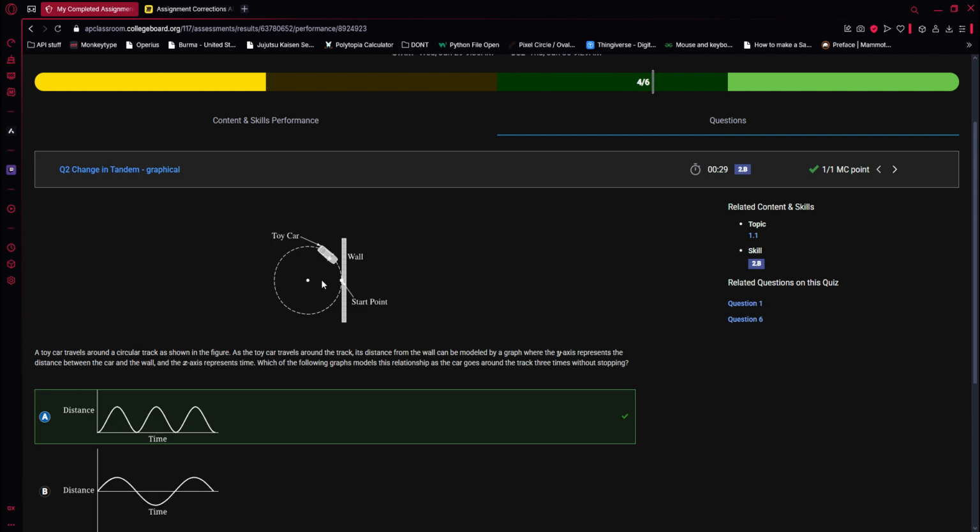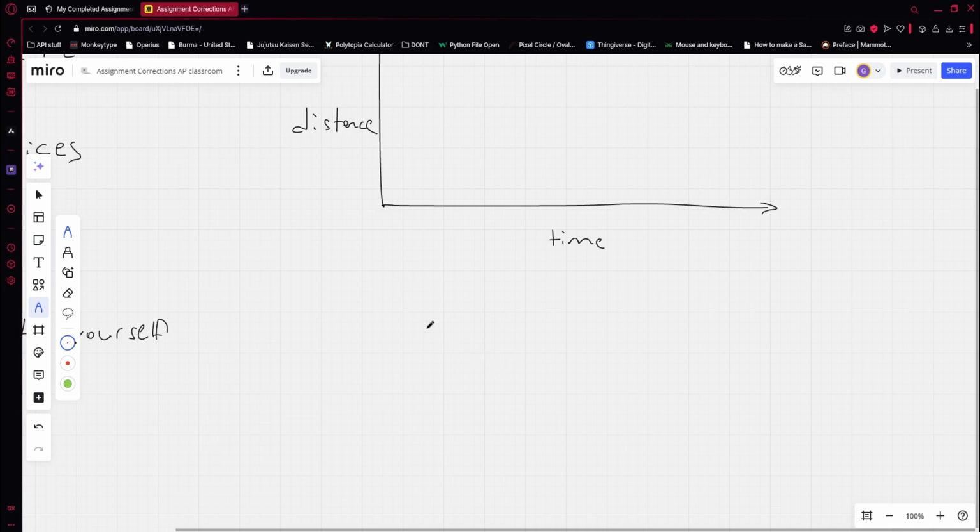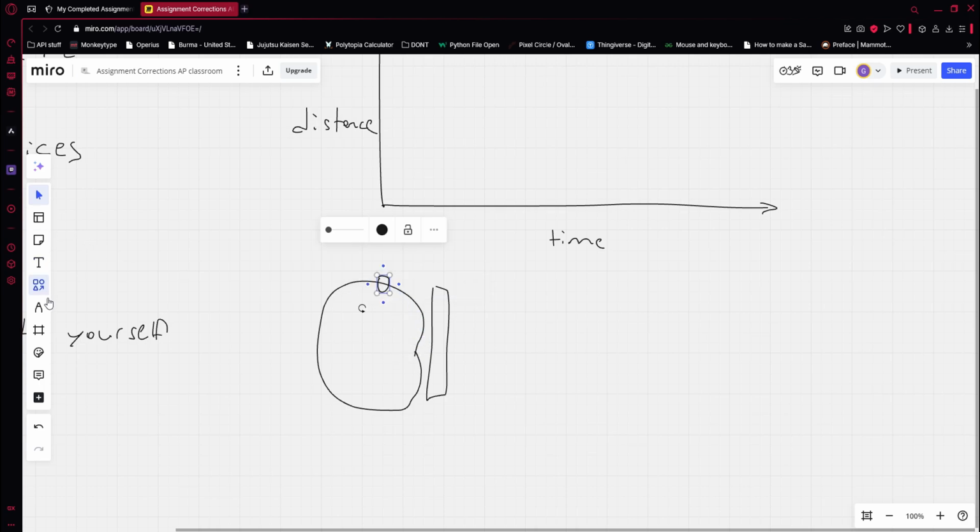we are looking for the distance from this car to the wall, right? So let's draw that out. So we have our wall, and we have our car. We have our circular track right here. Now, we are not looking at how far the car is along the track. We're not looking at how fast it's going. We are only, let's say it moves over here. The only distance we are looking at is this distance right here.